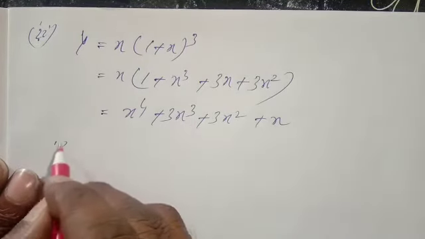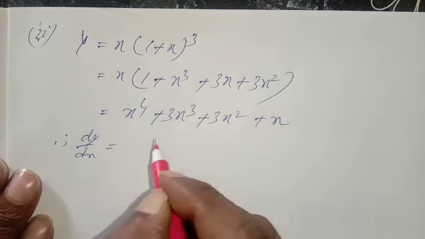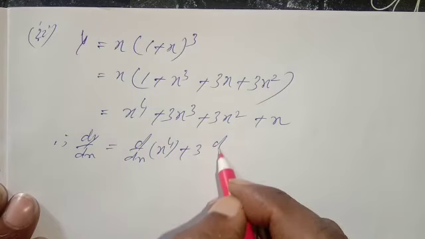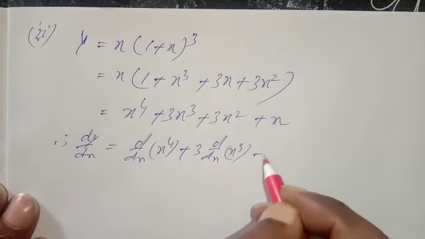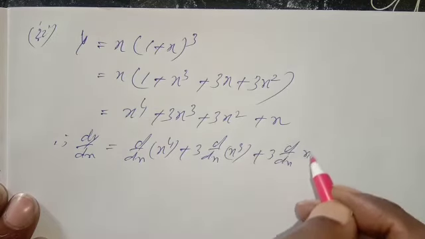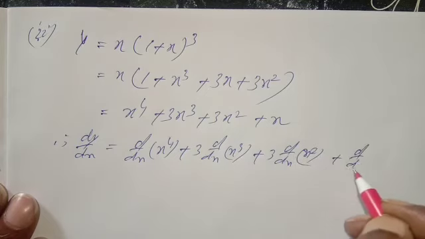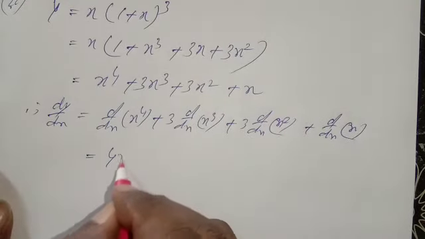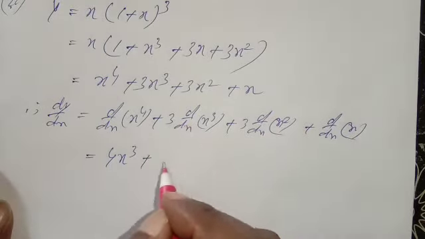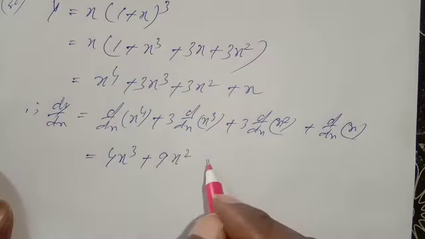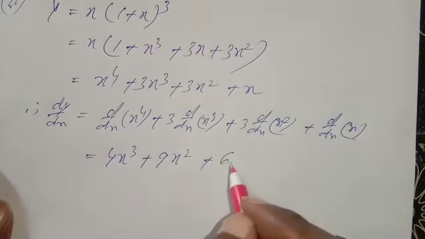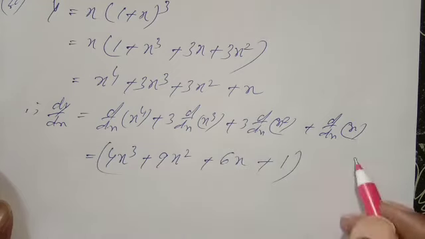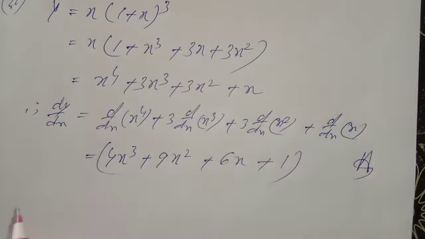Next, you have to find out dy by dx. That means derivative of x to the power 4, 3 taken outside derivative of x cube, 3 taken outside derivative of x square, plus derivative of x. Next, see, x to the power 4 derivative will be 4x cube. 3 will come outside, 9x square, plus x square gives 2x, so it will be 6x. X derivative is 1. This is the answer of number 7, second part.